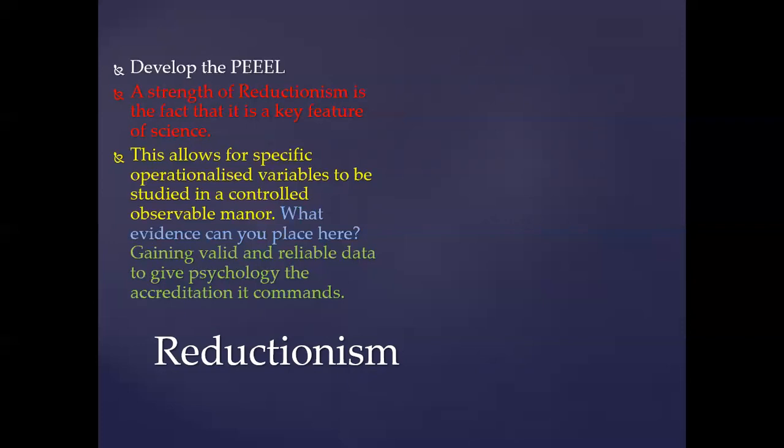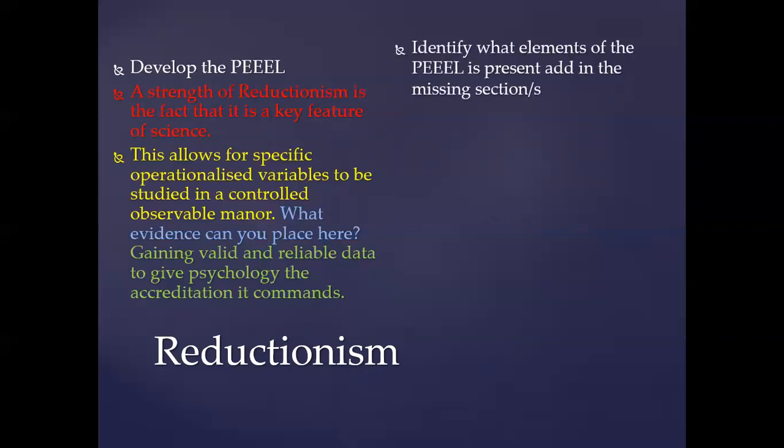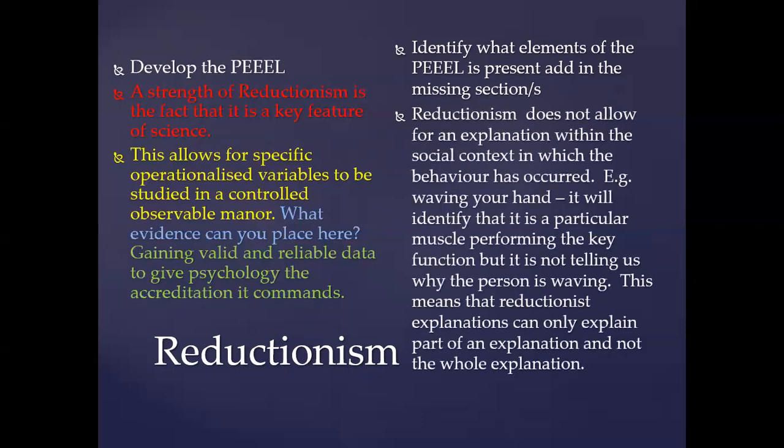Now, an argument against, and you can finish off this, again, point, explain, evidence, elaborate, link. What's present in this? And I'll let you figure it out yourself. Reductionism does not allow for an explanation within the social context in which behavior has occurred. E.g., waving your hand. It will identify that it is a particular muscle performing the function, but it's not telling us why the person is waving. This means that reductionist explanations can only explain part of an explanation and not the whole explanation. So what's missing in the appeal? I'll let you find out that.